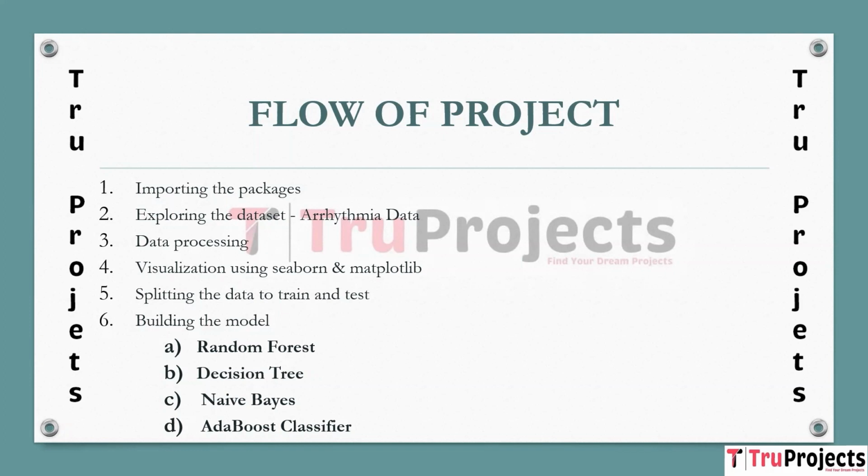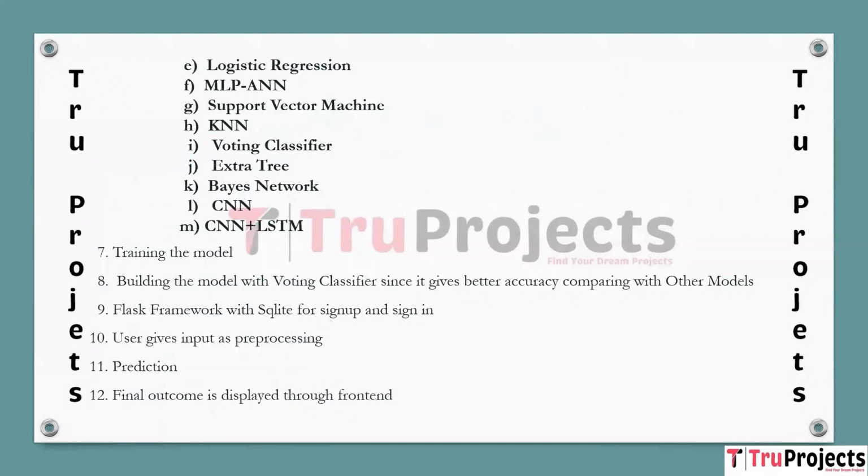Fourth one is AdaBoost classifier. It is an ensemble method that combines multiple weak classifiers to create a strong one. AdaBoost is applied to improve model accuracy by focusing on previously misclassified data points in COPD diagnosis. Logistic regression. It is a linear algorithm that is used for binary classification. Logistic regression is used for its simplicity and effectiveness in modeling the probability of COPD occurrence.